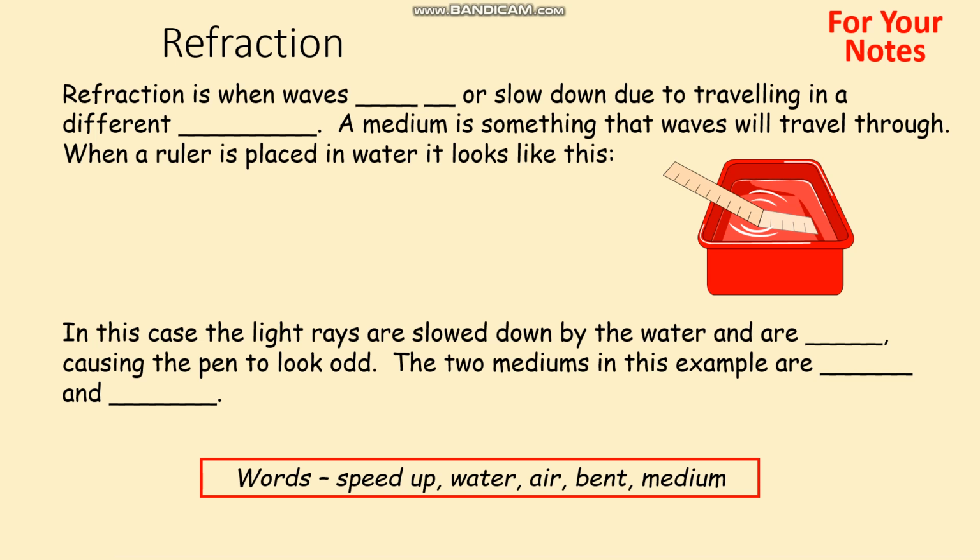Okay, let's go through these then. Refraction is when waves speed up or slow down due to travelling in a different medium. A medium is something that waves will travel through. When a ruler is placed in water, it looks like this. In this case, the light rays are slowed down by the water and are bent, causing the pen to look odd. The two mediums in this example are air and water, or water and air. You could have those either way around.